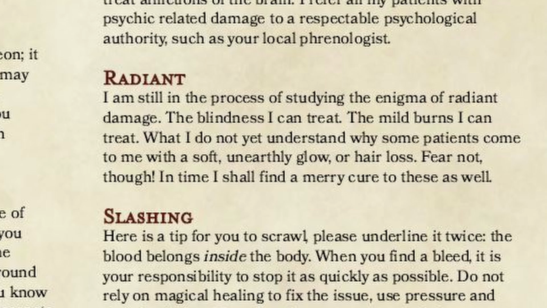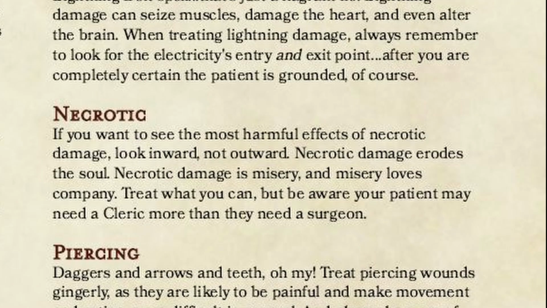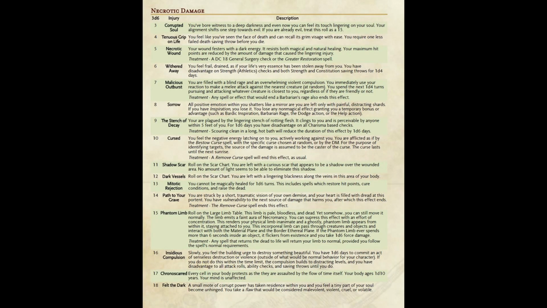And then I thought necrotic was an interesting one as well. If you want to see the most harmful effects of necrotic damage, look inward, not outward. Necrotic damage erodes the soul. Necrotic damage is misery, and misery loves company. Treat what you can, but be aware your patient may need a cleric more than they need a surgeon. That's beautifully worded and makes a ton of sense. And like I said, if you're like me and you've homebrewed a corruption system, you can tie that in, giving necrotic a whole different, terrifying perspective, and it can really single out the evil of a necromancer and the negative energy rays they're spewing.